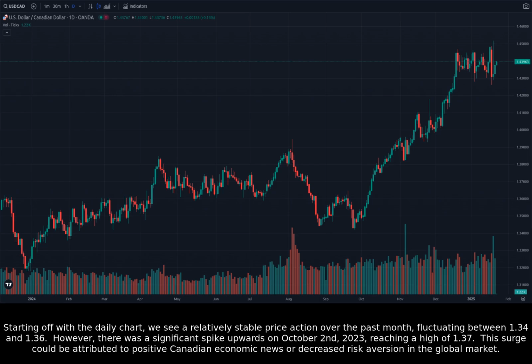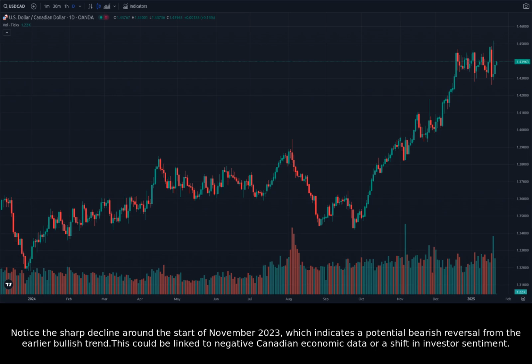However, there was a significant spike upwards on October 2nd, 2023, reaching a high of 1.37. This surge could be attributed to positive Canadian economic news or decreased risk aversion in the global market. Notice the sharp decline around the start of November 2023, which indicates a potential bearish reversal from the earlier bullish trend. This could be linked to negative Canadian economic data or a shift in investor sentiment.